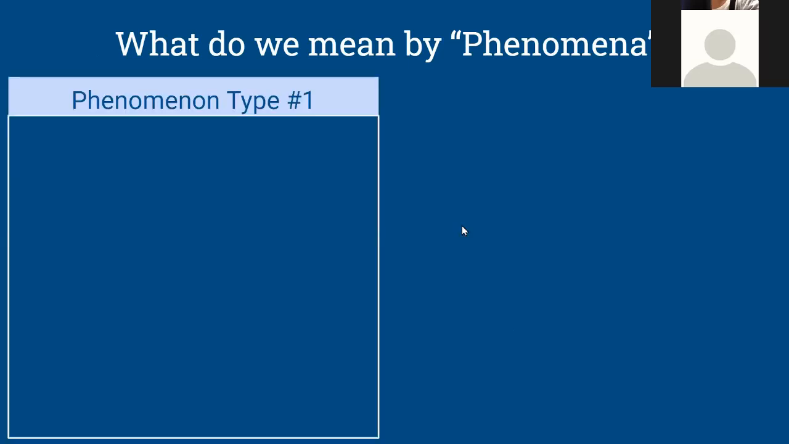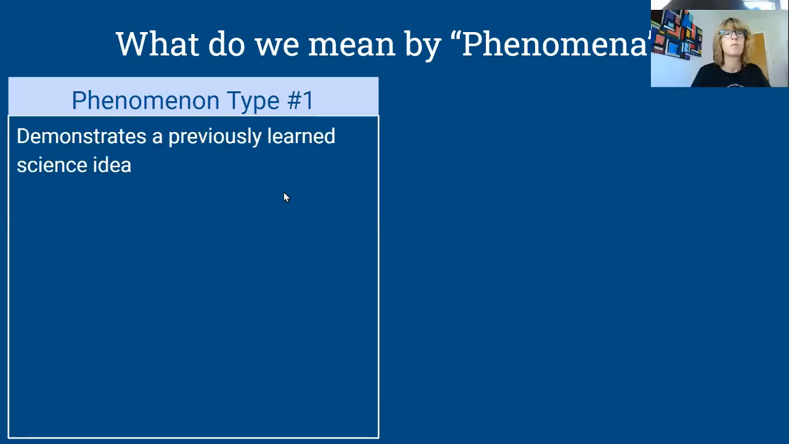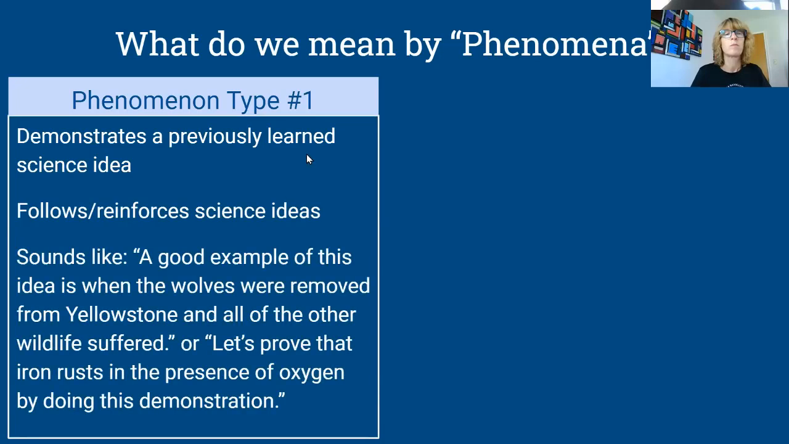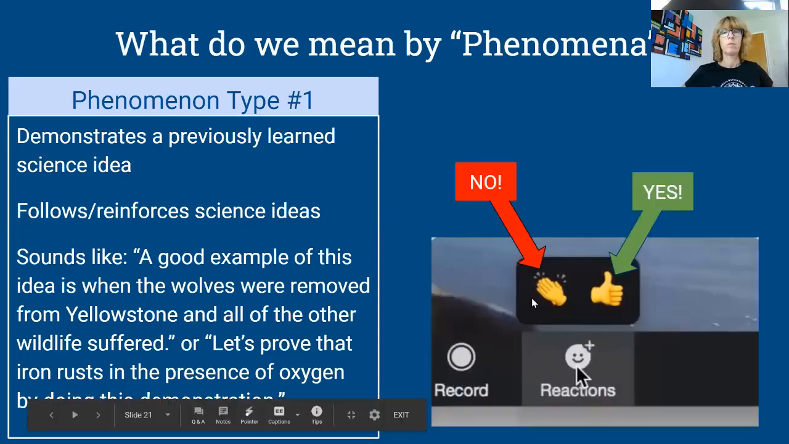So let's talk about what we mean in NGSS terms by phenomenon. All right, so I'm going to give you two different phenomenon types, and you're going to choose whether it is or is not the type of anchoring phenomenon that we're talking about. So phenomenon type 1 demonstrates a previously learned science idea, and follows or reinforces science ideas. A good example of this is when the wolves were removed from Yellowstone and all the other wildlife suffered, or let's prove that iron rusts in the presence of oxygen by doing this demonstration. To vote, you'll clap with your reaction if you do not think this is an example of an anchoring phenomenon, and you'll give me a thumbs up if you think that this is an example of an NGSS anchoring phenomenon.